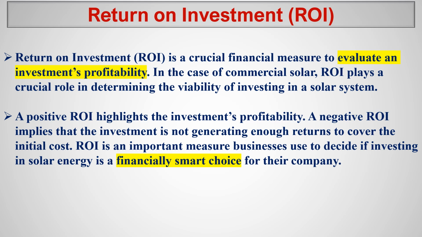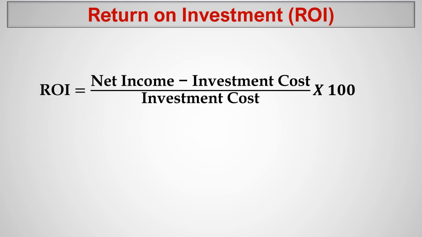So what is the equation here? ROI equals net income minus investment, divided by investment cost, times 100. Please take note that in ROI we don't consider future value or present value. We are not talking about money value depreciation. We are not taking into account the depreciation of money value. We are simply asking what the return is, without considering depreciation. We just find the ROI. So this is a very simple indicator.